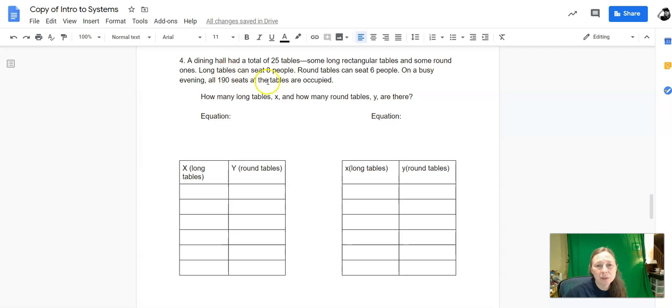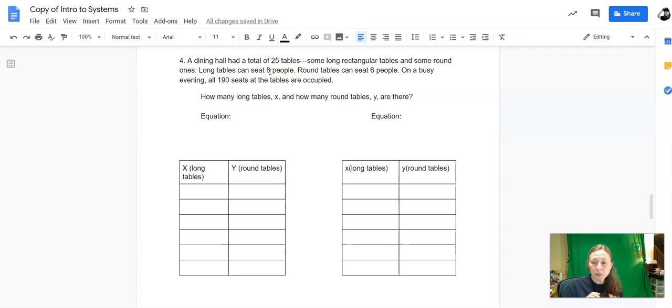So in this situation, there's a dining hall. It has a total of 25 tables. Some are long rectangular tables and some are round ones. Long tables can seat 8 people and round tables can seat 6 people. On a busy evening, all 190 seats at the tables are occupied.